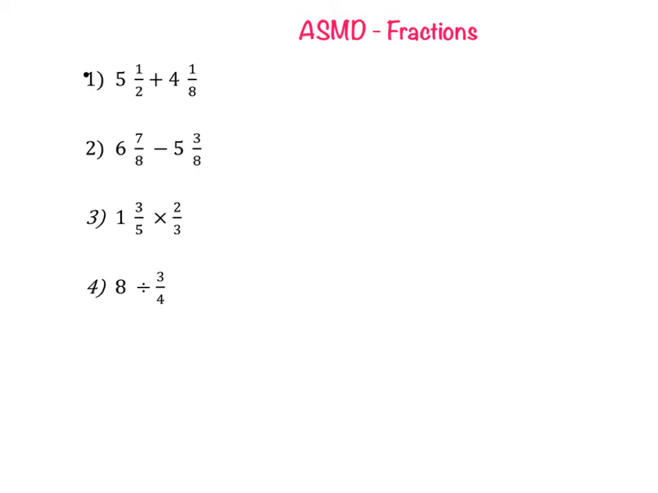Alright, adding fractions. The first thing we need to do is get a common denominator. 1/2 can have a denominator of 8 if I multiply the 4, or 2 times 4, I get 8. You multiply the bottom, you multiply the top. 1 times 4 is 4. Again, my common denominator is 8. Once I have common denominators, I just add the whole numbers. 5 plus 4 is 9, and I add the numerators. 4 plus 1 is 5 over 8. I can't simplify that, so 9 and 5/8 is my final answer.